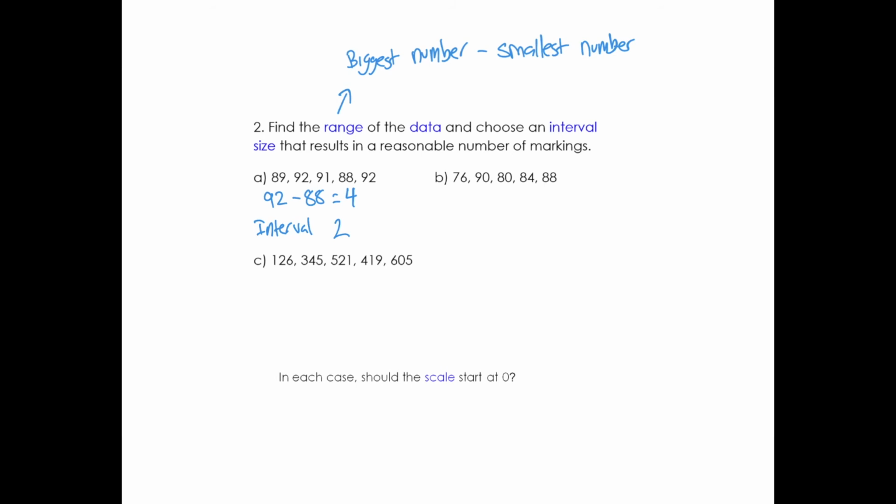For this one here, for B, the largest number is 90. Subtract that by 76, which is the smallest number. You have a difference of 14. So the interval here can be a little bit bigger, and I would make that a 4. And for this one here, you have a wider range. 605 is the bigger number, 126 is smaller, and the range is 479. So for me, the interval that would make sense, because the numbers are so big, would be 100.